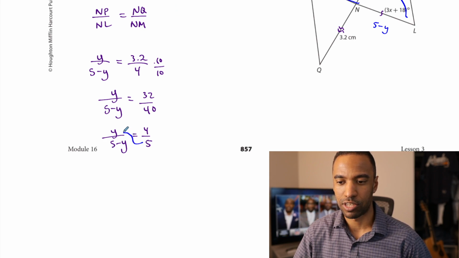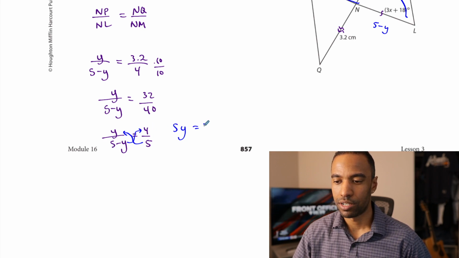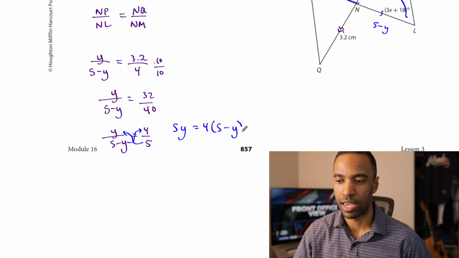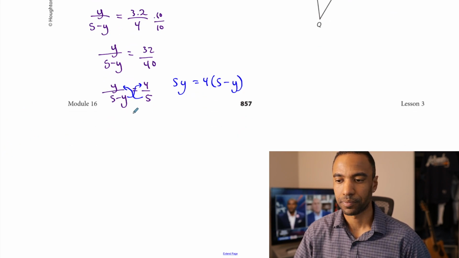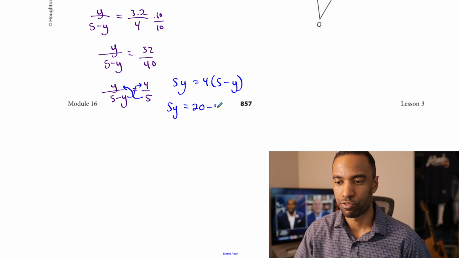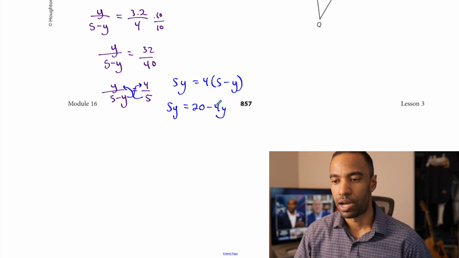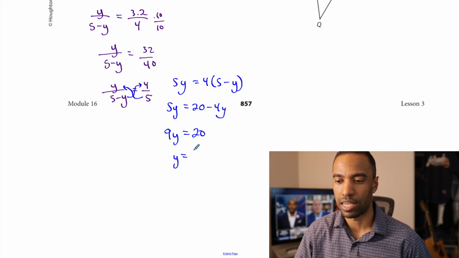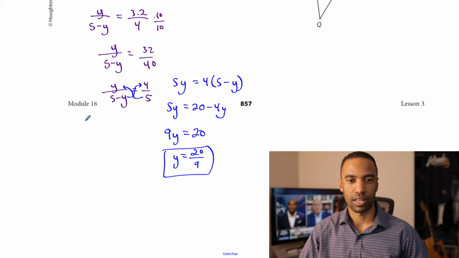How about that? 5 times y is 5y. 4 times 5 minus y is this guy right here. If I distribute, I get 20 minus 4y. I'm going to add 4y over. I get 9y equals 20. Divide by 9, I get y equals 20/9. And I'm going to leave y just like that.